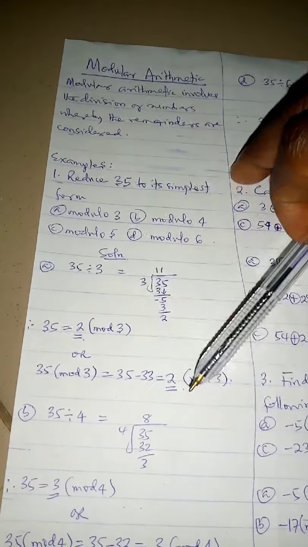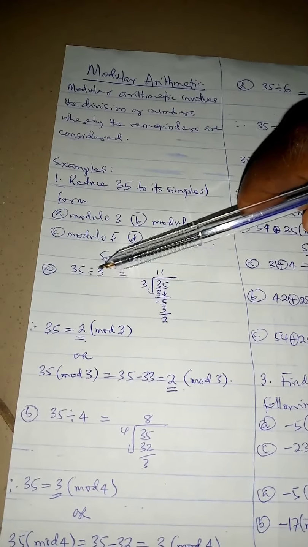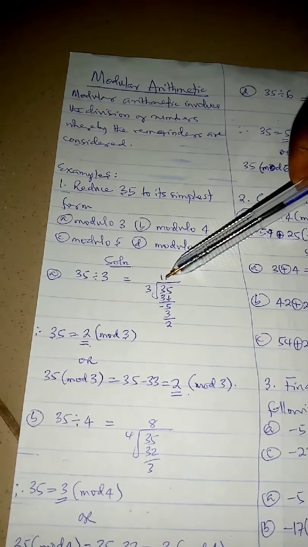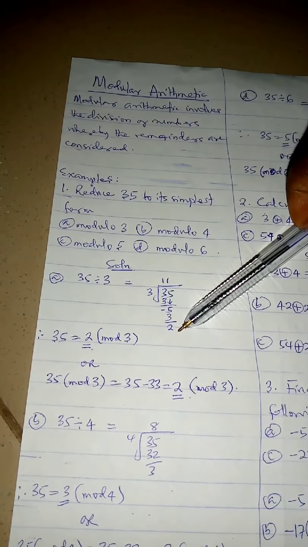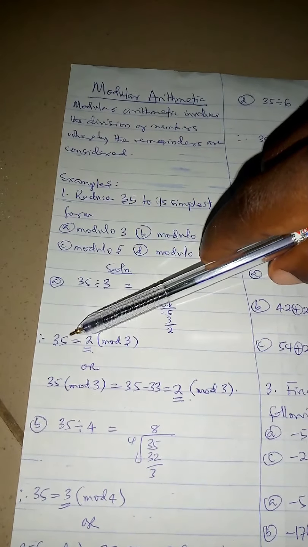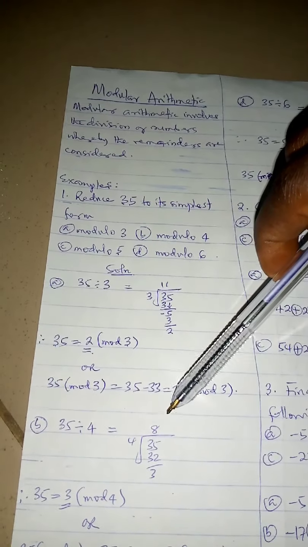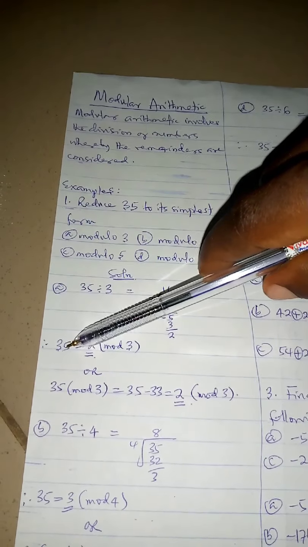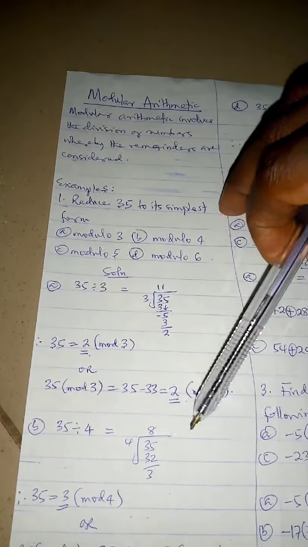Now you are to reduce 35 to its simplest form in modulo 3, modulo 4, modulo 5, modulo 6. Now if I want to reduce 35 to its simplest form in modulo 3, you use 3 to divide it. 3 will divide 35 11 times. 11 times 3 is 33. And the remainder is 2. So 2 is your answer. When you are expressing 35 in mod 3, you can see the 2 is less than 3. Or you remove the multiple of 3 that is closest to 35 from it. And that multiple is 33. It will give you 2 straight away.